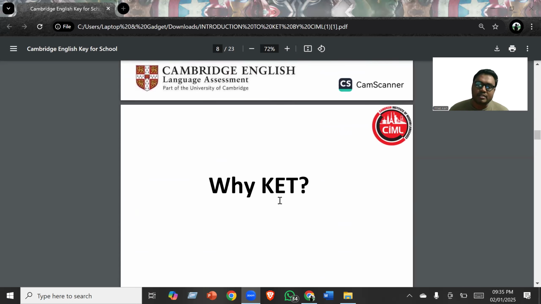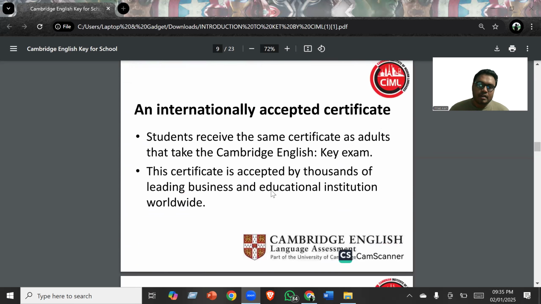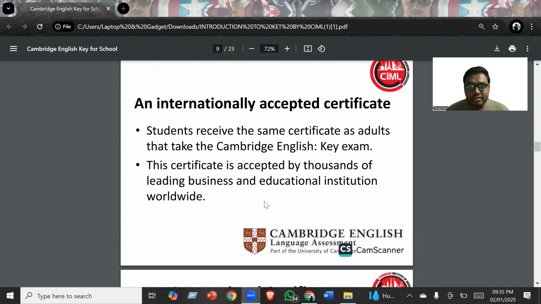The next phase is why KET? There are some things, and that is an internationally accepted certificate. So whenever you get this certificate, you will be recognized as an international student because your certificate is international. So this certificate is valuable in your personal life and of course in your professional life.